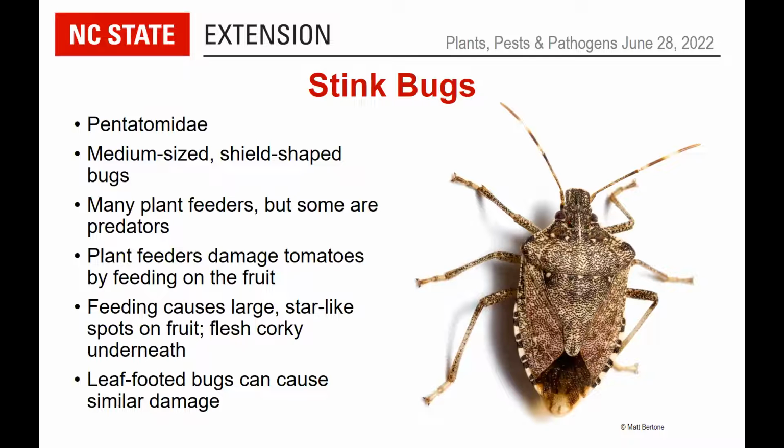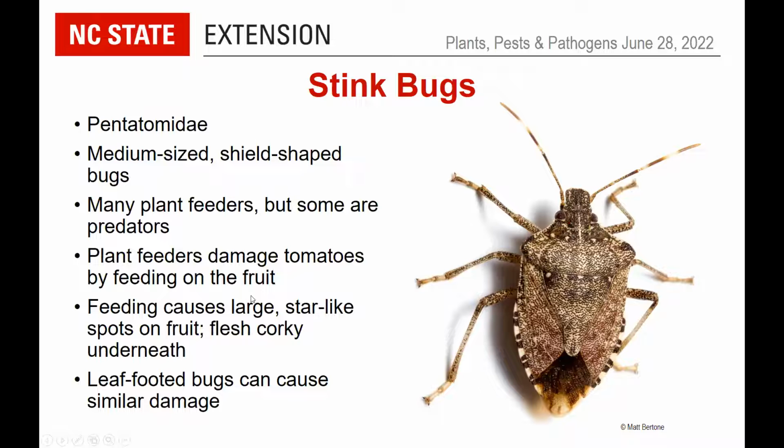And I'm sure I've talked about the difference before in plants, pests, pathogens. I'm not going to go over them specifically right now, but there are some beneficial predatory stink bugs. So just be aware of the species that might be feeding on caterpillars and other things on your plants rather than the plants themselves. The plant feeders damage tomatoes by feeding on the fruit. Typically, we don't see them feeding much on the stems or the leaves of the plant, but they do enjoy feeding on the fruits.